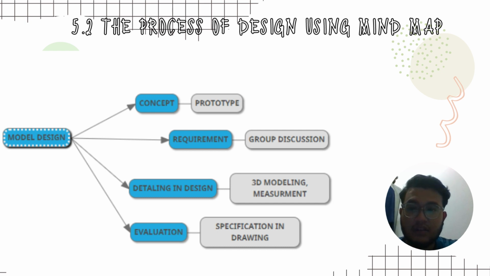Next is the process of design using a mind map. It outlines the steps involved in constructing a project. It began by establishing the prototype concept. After that, collaboration among the group members must be created to complete this project. The next step is that all the group members must complete the design and detail by 3D modeling and taking the measurements. The final step is to utilize the drawing specification, and evaluation is performed.